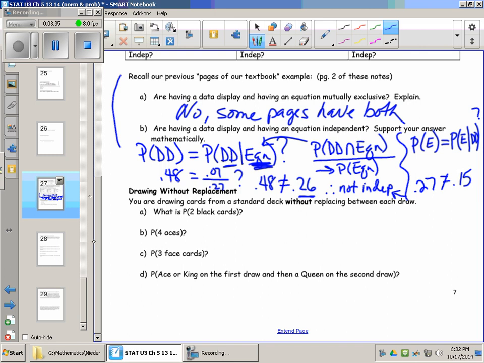Okay? All right, so now, drawing without replacement. We're bringing that up again just to remind you what that is. We talked about it in the last chapter. That's when you're drawing something out of a set, but then you're not putting it back in before you do the next draw. Okay? So I want you to try these. Please hit pause, try these on your own, and then when you bring it back up, all the answers will be there, and you can check your answers and see what you did.